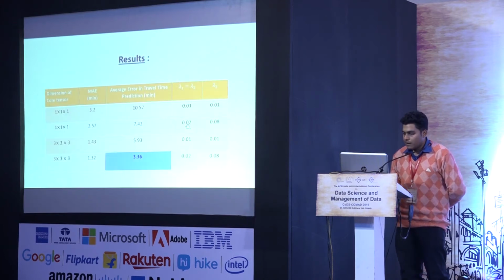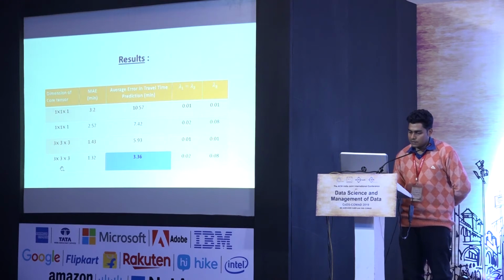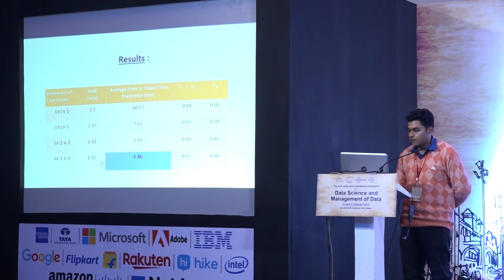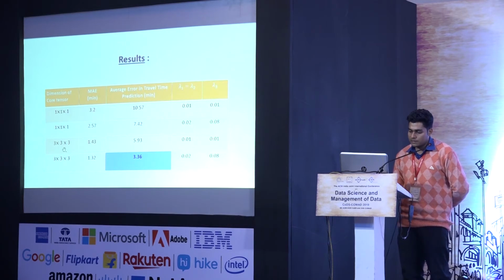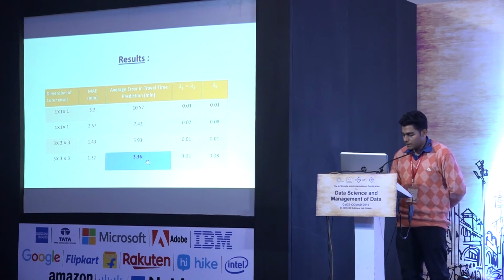Now coming directly to the results, for this dimension of the core tensor, 3 cross 3 cross 3, we get an average error in travel time prediction of 3.36 minutes. But if you go on increasing this core tensor, it might decrease, but I was limited by computational resources, so I had to stop at it.